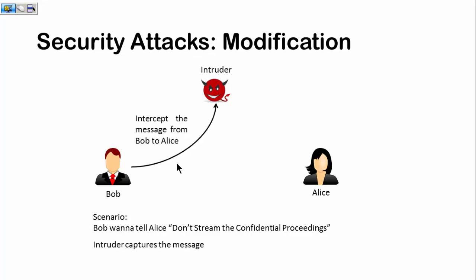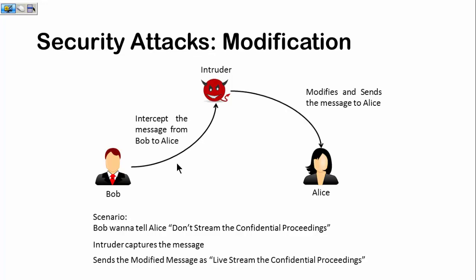And this message, before Bob could send it to Alice, has been intercepted by the intruder, and that intruder is now sending the modified message, that the live stream of the confidential proceeding. So this is just the opposite of the actual statement that Bob wants to communicate to Alice, right? And therefore this is an active attack, and again it is a threat to integrity.